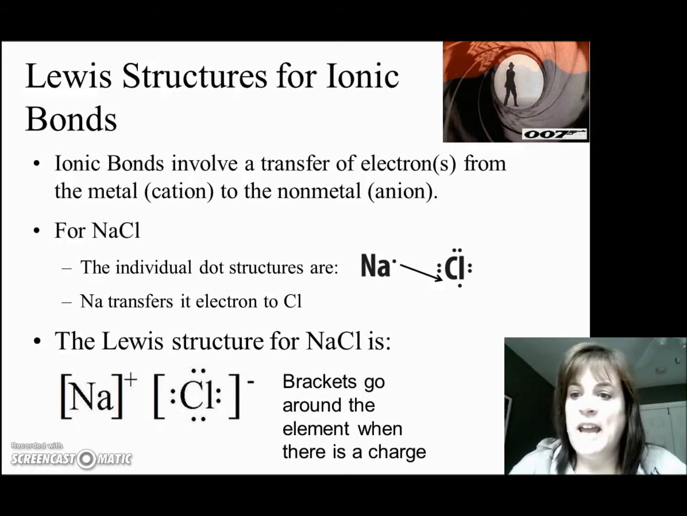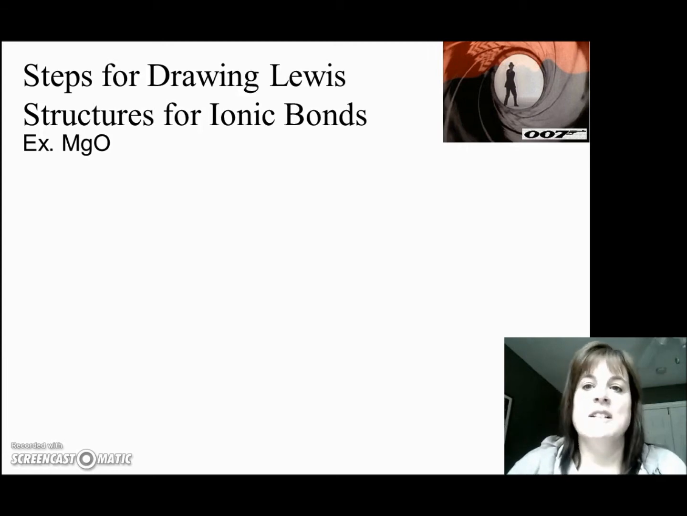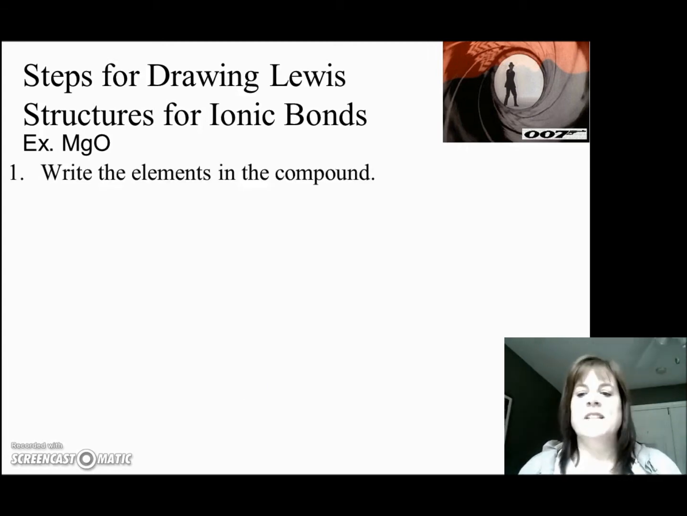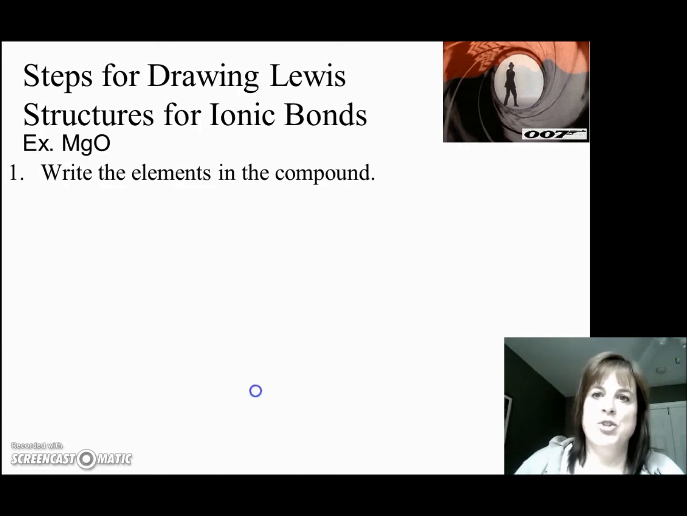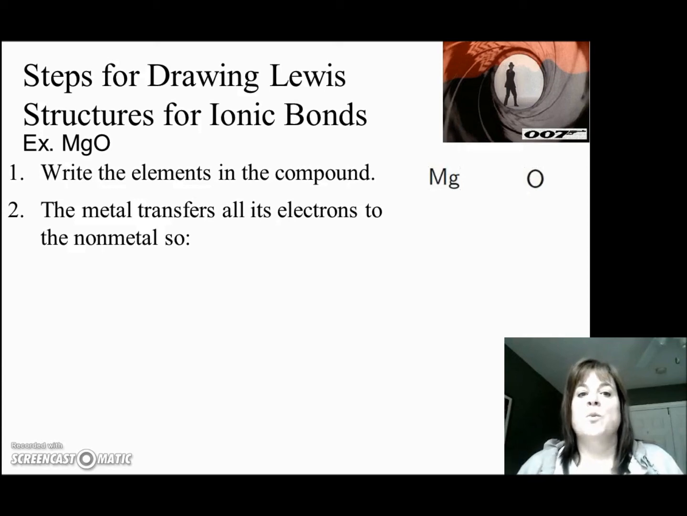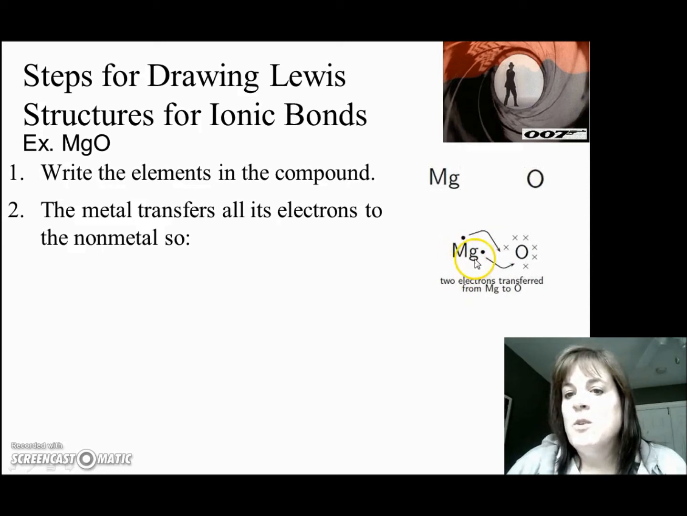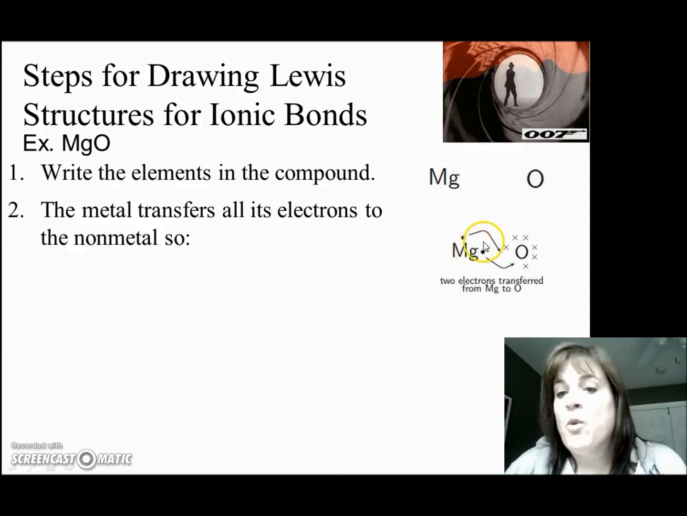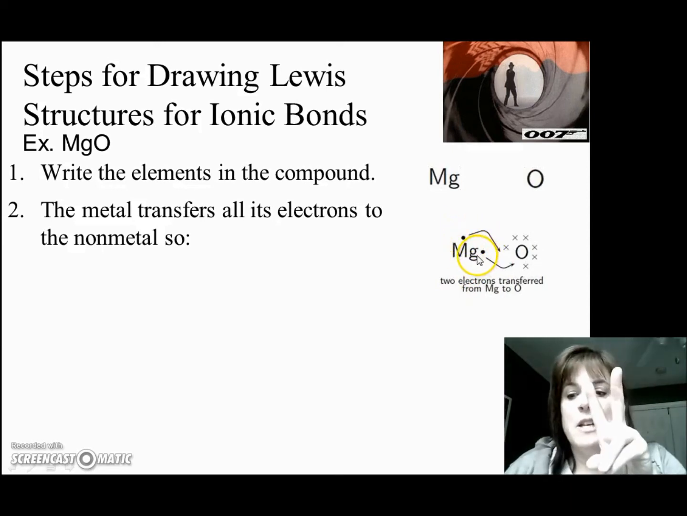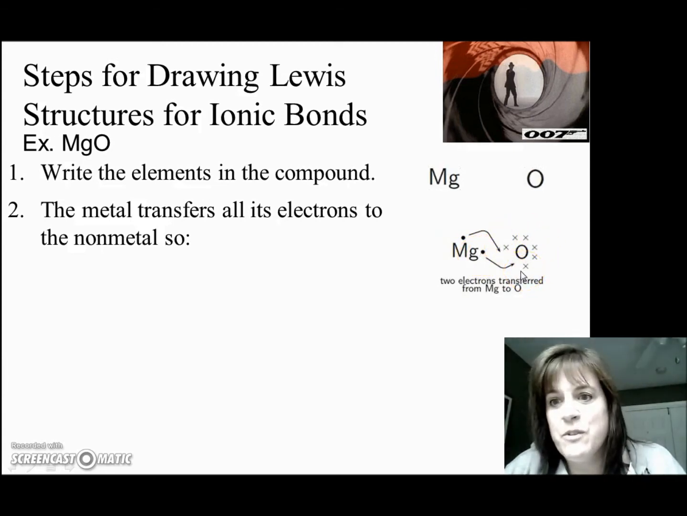All right, let's take a look at how we do this. It's actually really great for ionic compounds. So we're going to go through the steps, and we're going to use magnesium oxide as our example. Step 1 is just write down the elements that are in the compound, so Mg and O. Next, we're going to show that the metal transfers all of its electrons to the nonmetal. So here is what we'd do if we had done dots before: 2 for magnesium, because magnesium's in column 2, and then 6 for oxygen, because oxygen is in column 6, third from the end.